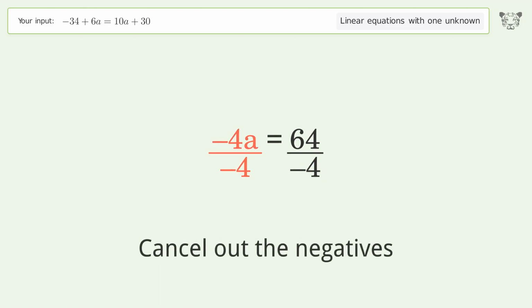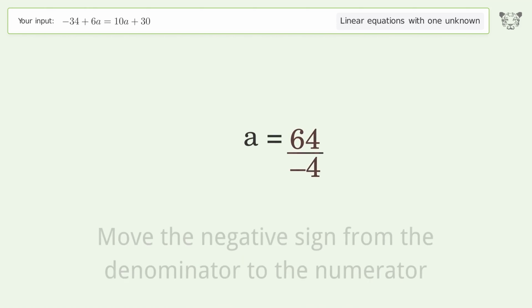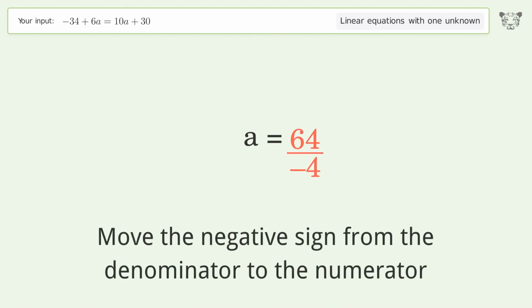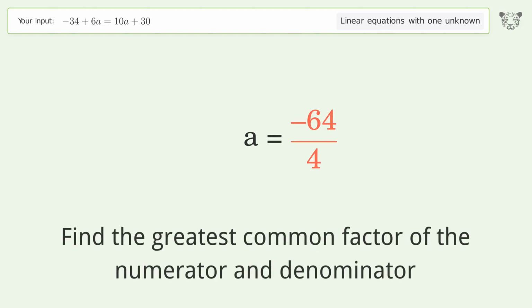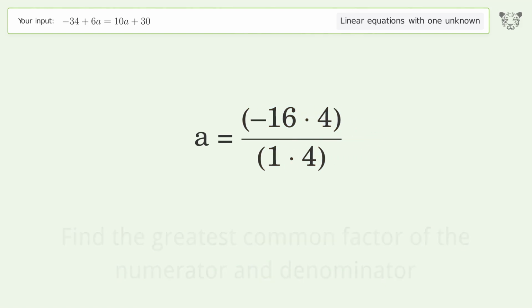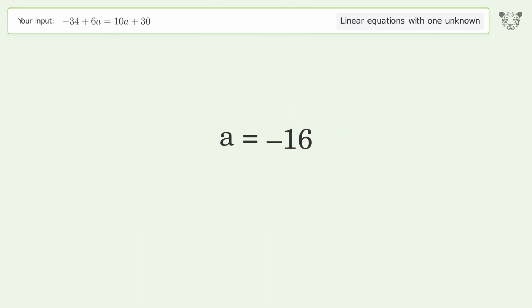Cancel out the negatives. Simplify the fraction. Move the negative sign from the denominator to the numerator. Find the greatest common factor of the numerator and denominator. Factor out and cancel the greatest common factor. And so the final result is a equals -16.